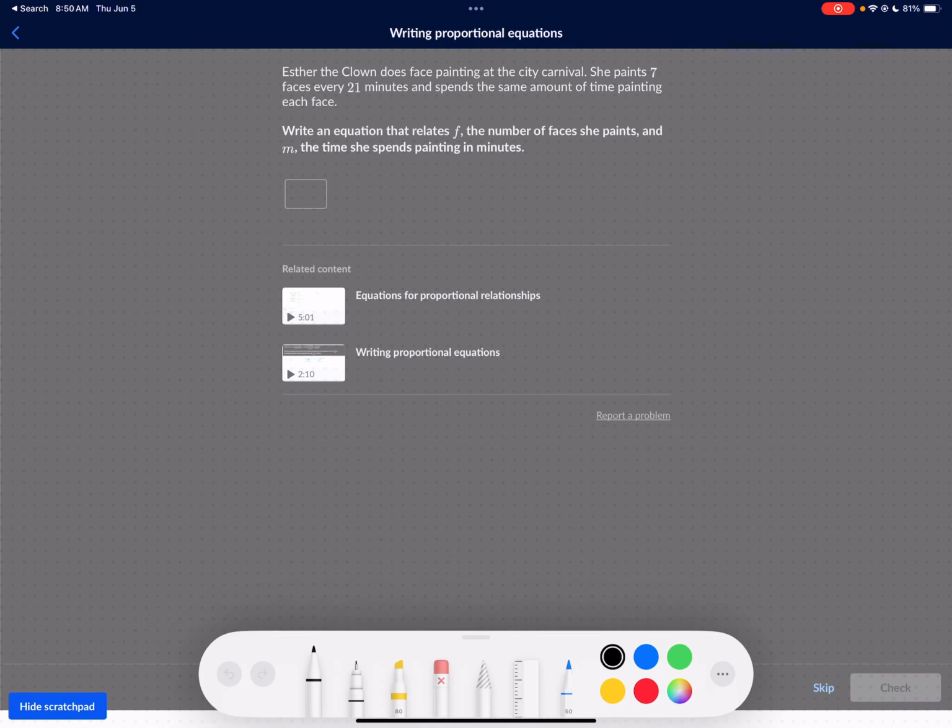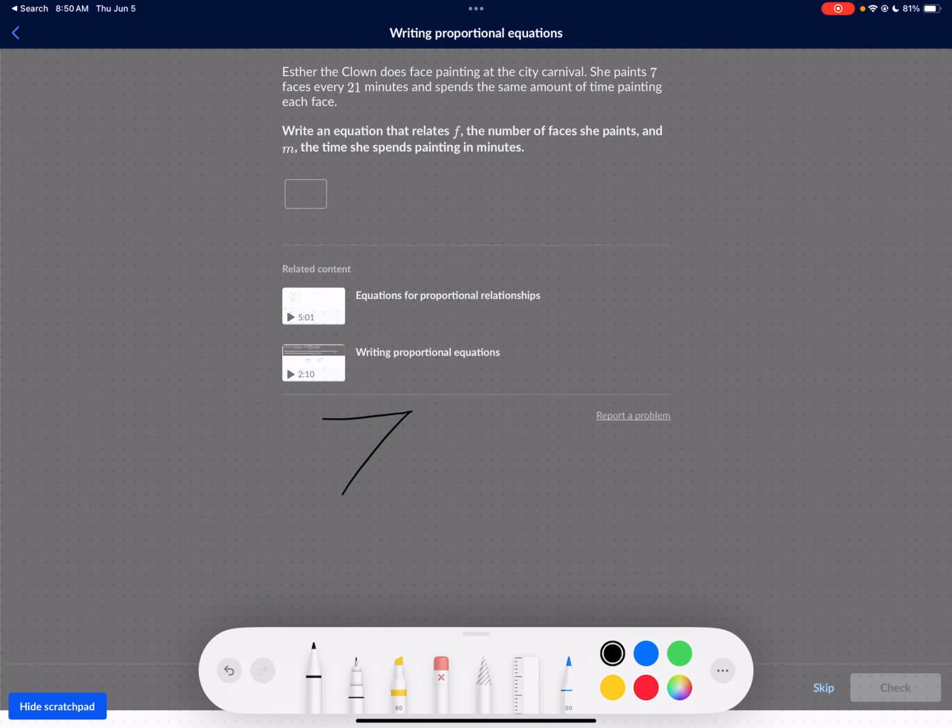So what do we know? We have 7 faces for every 21 minutes. So that means we will have 7F, because of the faces, for every 21M. So we want to find what would be equivalent. So that means that we have the relation of F. So when we write F, the amount of faces, we want to know how many we need for M. In this case, it would be 1/3 M.